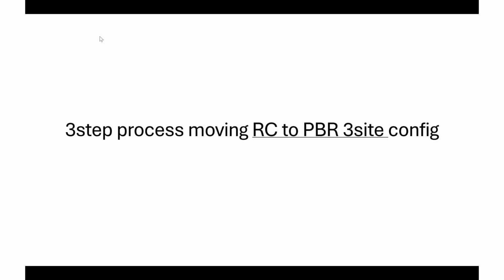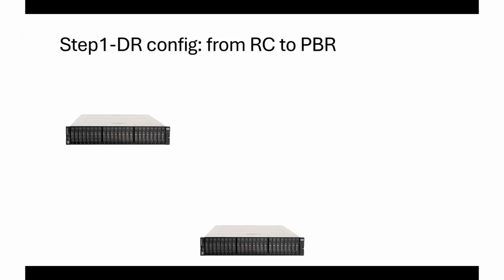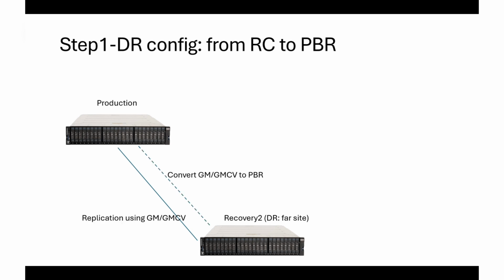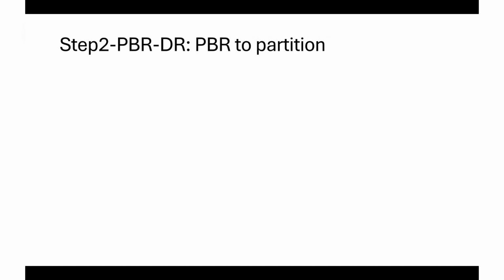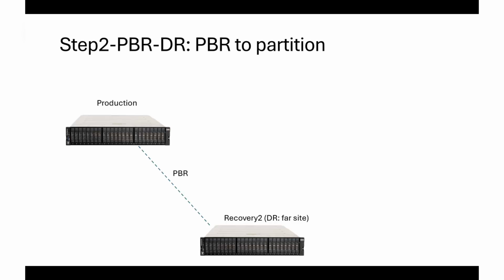So, there is a three-step process of moving from an RCDR config to a three-site PBR config. Step 1 is to convert or migrate your existing RCDR relationships to a PBR-DR config. This is already explained in my previous video. The link can be found in the description box. Step 2 is to move your PBR-DR config to a partition. This is what we are going to discuss in this current video.